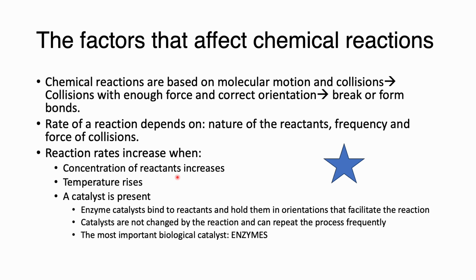What if you don't have a concentration of reactants and you don't have temperature? What else can we add to get to our goal much more quickly? Catalyst. A catalyst is an enzyme catalyst. It will bind to the reactants, hold them in the correct orientation, let the reaction occur more quickly, and they themselves are not used up. The catalysts are not changed. And the most important biological catalysts in our body are our enzymes. We saw an enzyme earlier with CO2 and water, giving us carbonic anhydrase.